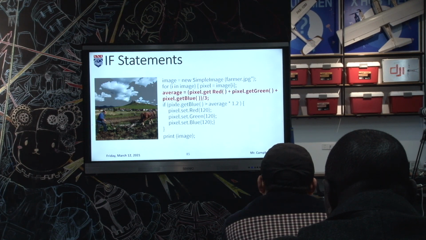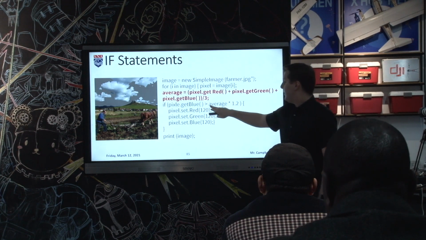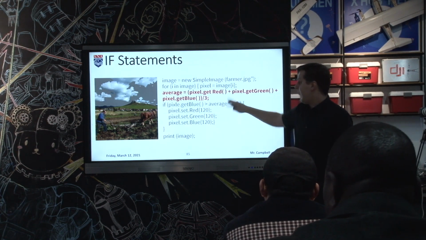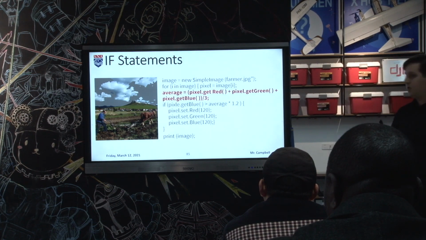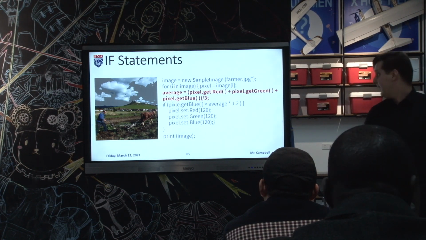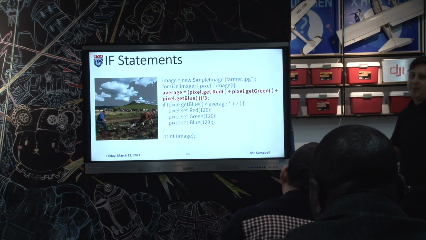So I did the exact same thing as in my previous image. I said, set the blue, if it's greater than the average times 1.2, set the red, the green, and the blue to a value of 120. And I ended up getting this horrible looking image. So what happened in this case?